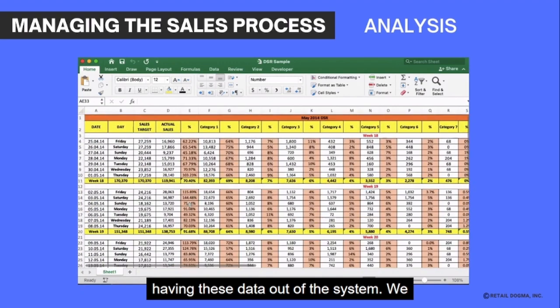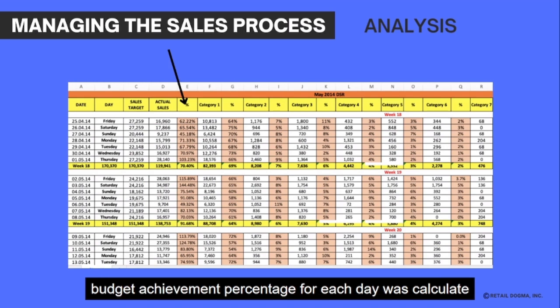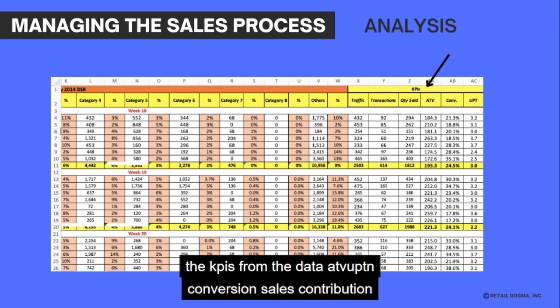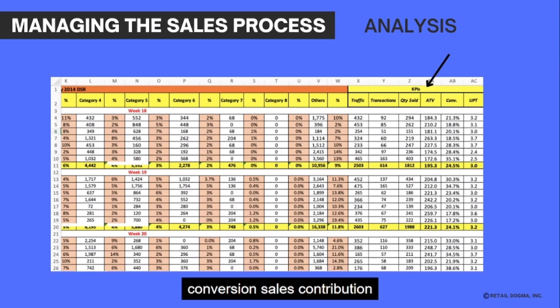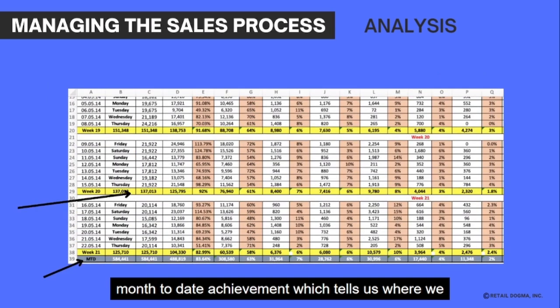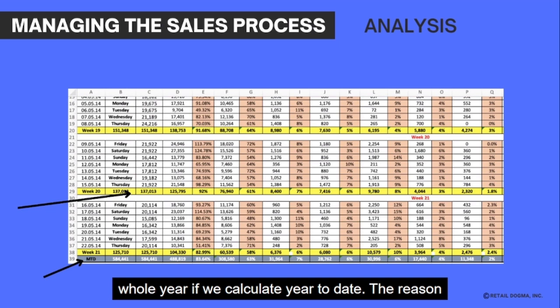Having these data out of the system, we can then structure our report to tell us how much budget achievement percentage for each day was, calculate the KPIs from the data, ATV, UPT, and conversion, sales contribution by category. We can also structure it to calculate week-to-date and month-to-date achievement, which tells us where we stand on the whole week and the whole month and even the whole year if we calculate year-to-date.